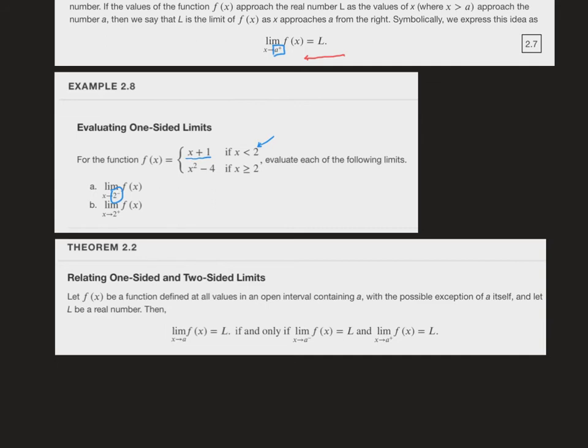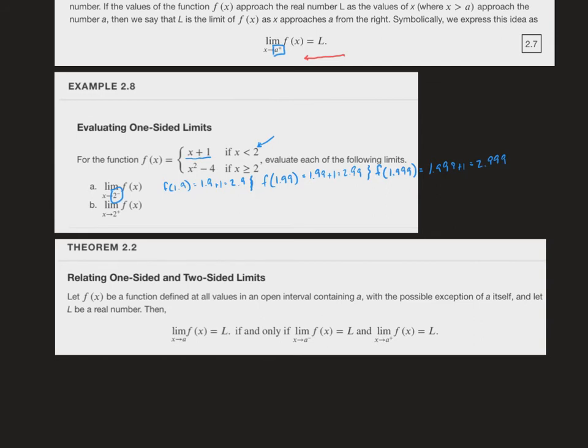So if I were to substitute in 1.9, 1.99, we can do that. Let me write it this way. F of 1.9 is 1.9 plus 1, 2.9. F of 1.99, 1.99 plus 1, 2.99. F of 1.999, add 1, 2.999. Does anyone have any guesses as to what our limit is?